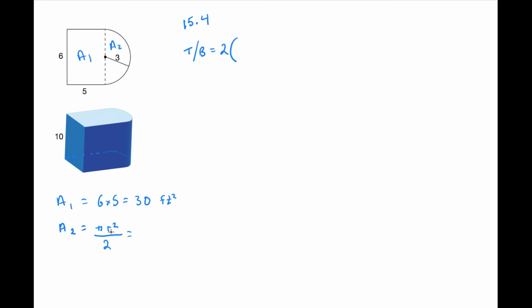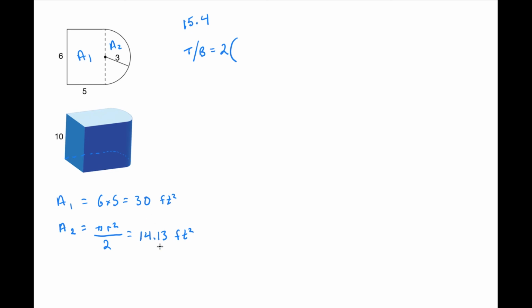what is 9 times pi? It's 28.26. 28.26 divided by 2 is 14.13, and that's feet squared.